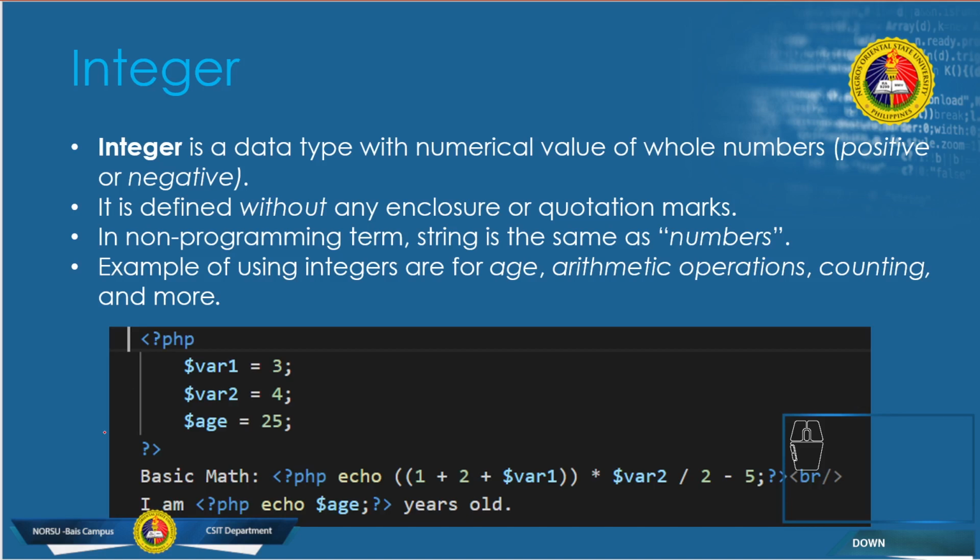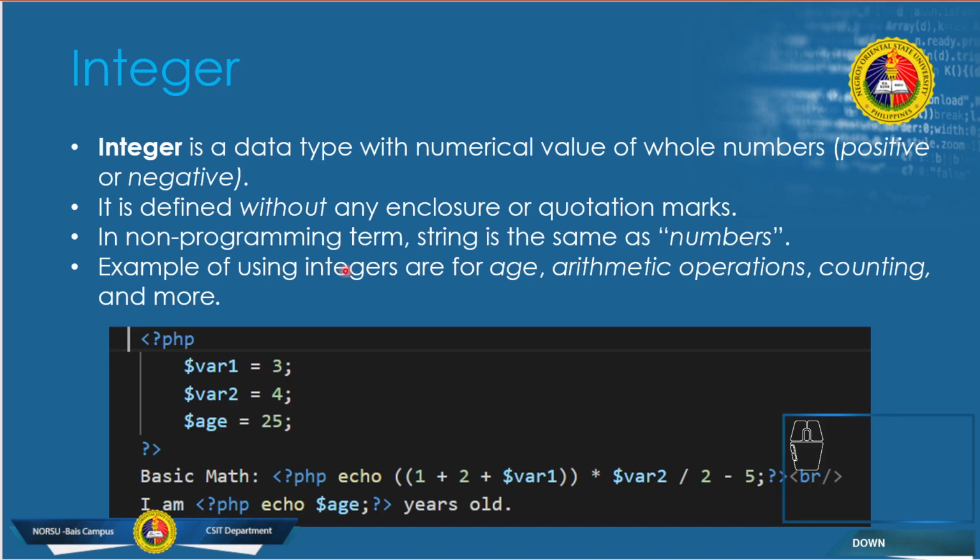And in a programming term, not string, but integer is the same as numbers. So that's the most common term. If we are not using programming term, we call it numbers. But in programming, it's called integers, meaning whole numbers. It's not decimal, it's not fraction, but it's whole, either positive or negative. Examples of using integers are for age, arithmetic operation, counting, and many more.